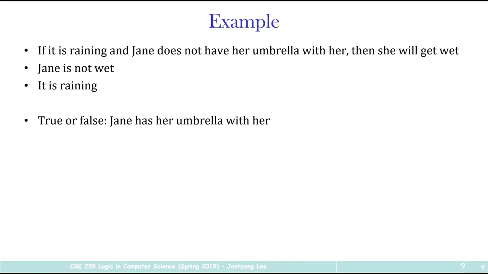All right, the next one. If it is raining and Jane does not have an umbrella with her, then she will get wet. Jane is not wet, it is raining. True or false? Jane has her umbrella with her. Let's do one more time.